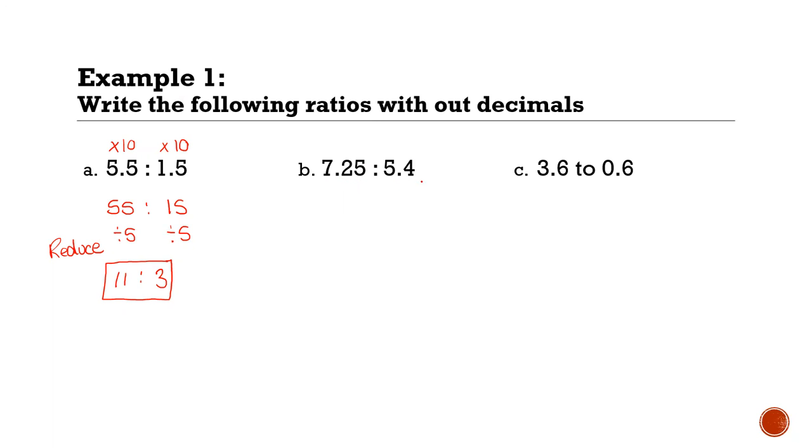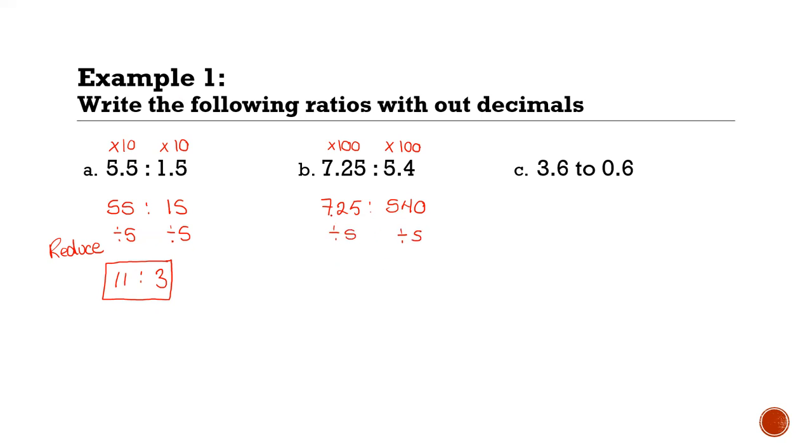7.25 to 5.4. First of all, get rid of the decimal. So we need to move this decimal 2 places. So to move the decimal 2 places, we're going to have to multiply by 100. Whatever we do to one side, we're going to do to the other, so we're going to multiply it by 100 as well. So now we have 725 to 540. The number gets really ugly when we do this. We can divide both of these by 5. So again, we're reducing.